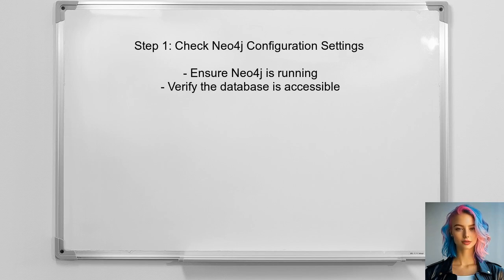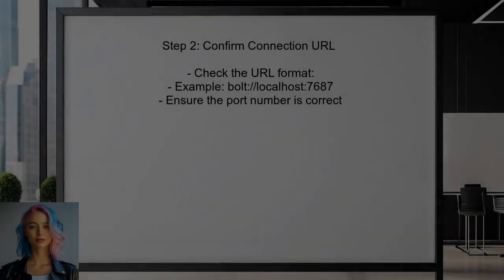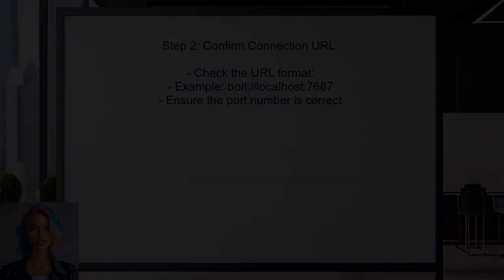To address the WebSocket connection failure, the user should first check the Neo4j configuration settings. This includes ensuring that the database is running and accessible. Next, the user should confirm the connection URL being used. It's important to ensure that the URL matches the Neo4j server's address and port.